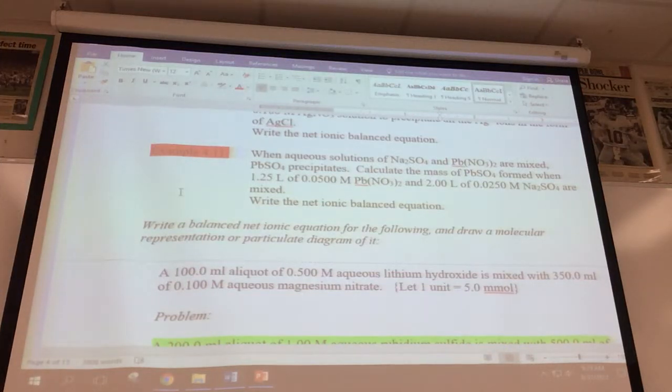We're going to continue with our chapter of aqueous reactions in solution. Last time we learned a little bit about double replacement reactions, and we took it to the AP level in the sense that we now know how to write net ionic balanced equations for these double replacement reactions that generate precipitates. So you're going to have ions generating a solid.